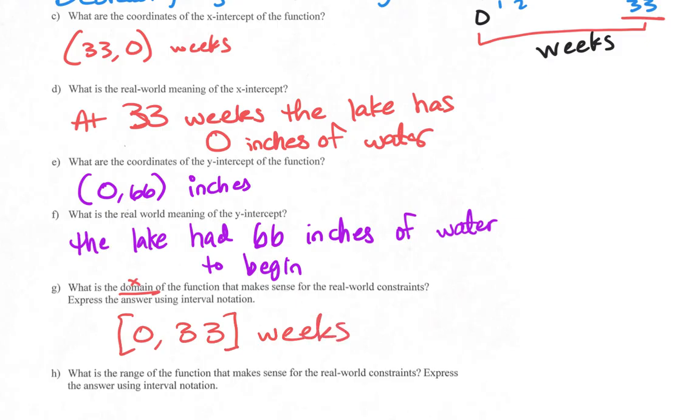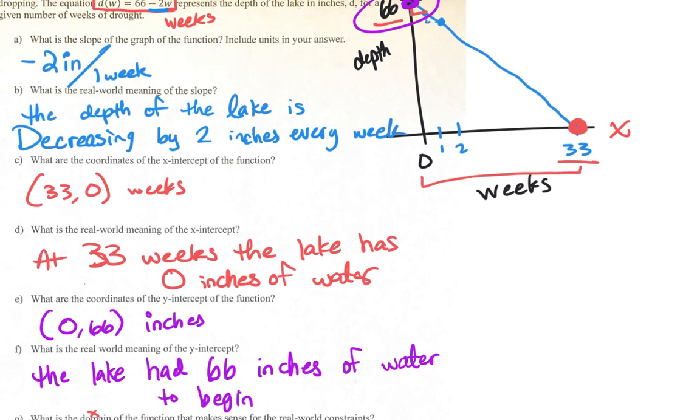It's not going to go left of 0 because you're not going to have negative weeks. It's not going to go past 33 because we're not going to have negative water. So 0 to 33 makes sense.